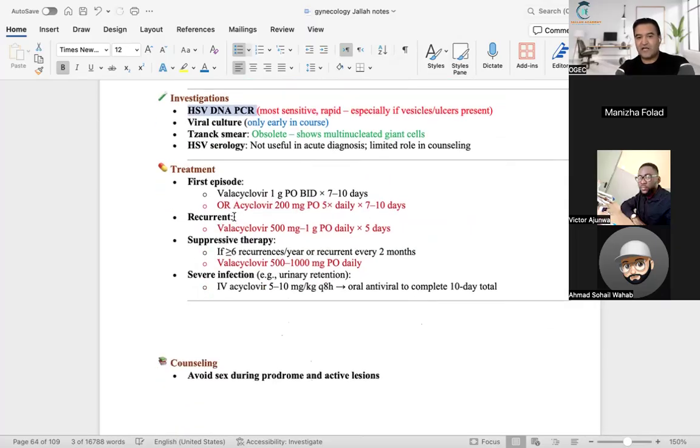The treatment: acyclovir 200 milligram 5 times a day for 7 to 10 days. For recurrent, acyclovir 500 milligram to 1 gram per oral for 5 days. Suppressive therapy for recurrent, usually if it is more than 6 recurrences per year or recurrent every 2 months: valacyclovir 500 to 1000 milligram per oral daily. Severe infection, in this case you give them IV.